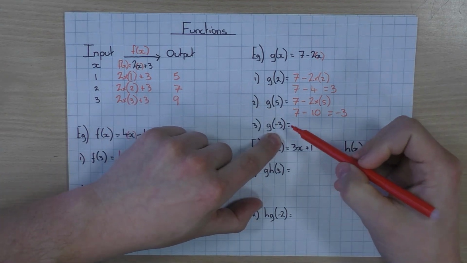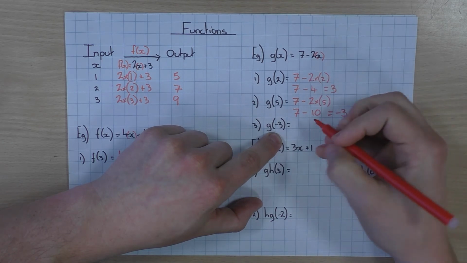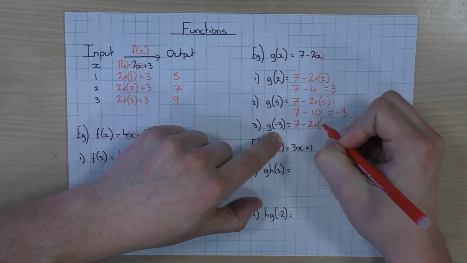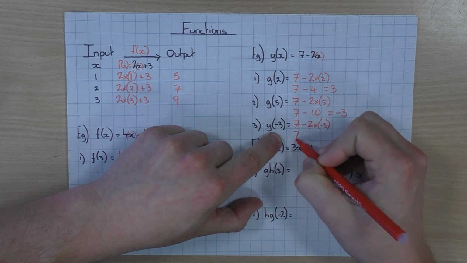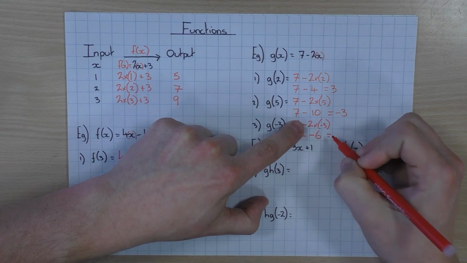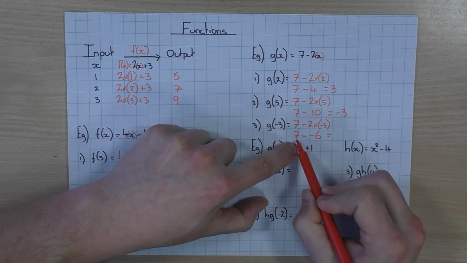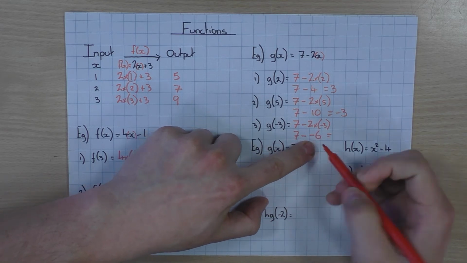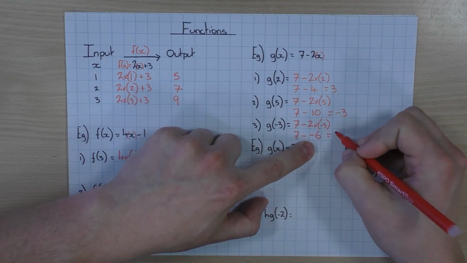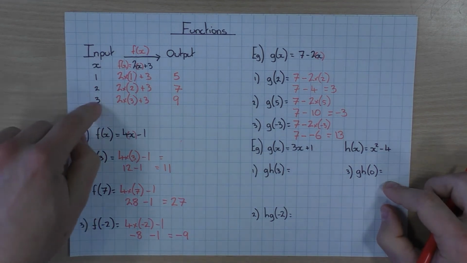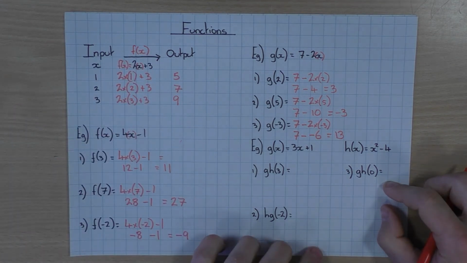And last one here, I'm going to input minus 3 into that. So 7 take away 2 times minus 3. So 7, take away, well, 2 times minus 3 is minus 6. This is why you should always write it out, because when you spot things like this, 7 take away minus 6, when you take away a negative, it turns to an add. So you'll have the answer of 13. So that's basic functions. You put an input into the function and you get an output.